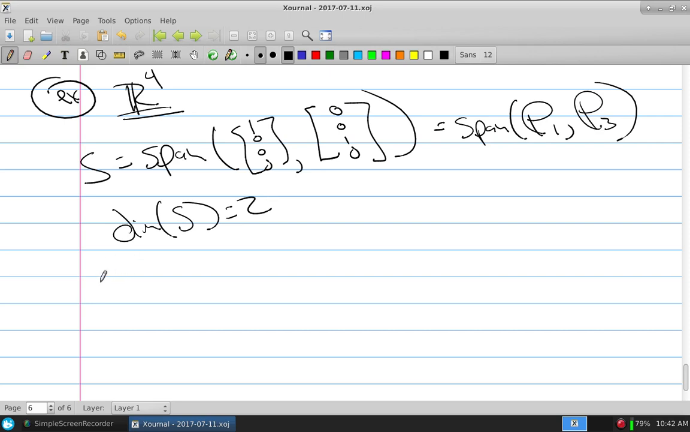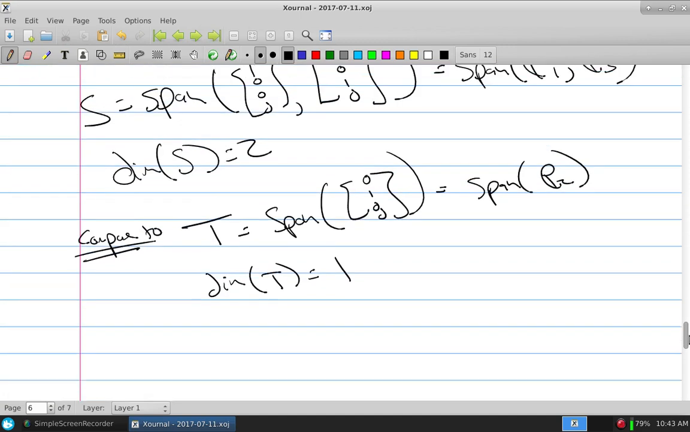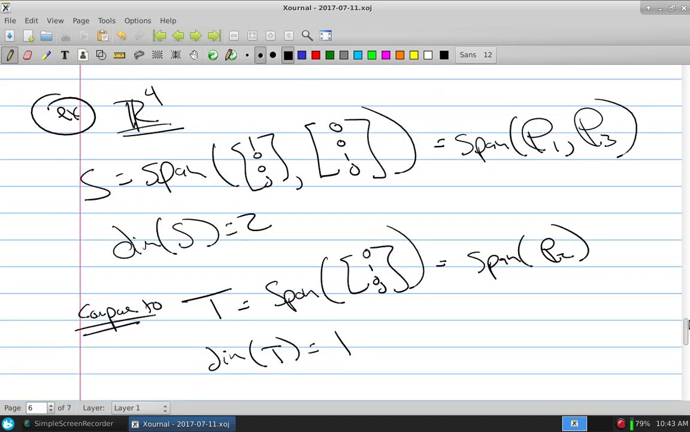Now let's say we would compare that to, say, T is equal to the span of 0, 1, 0, 0. What physical object is that? So that's actually the span of E2. What's the dimension of T? 1. So what type of object is this? It's a line. So inside of fourth dimensional space, I have a plane and I have a line.